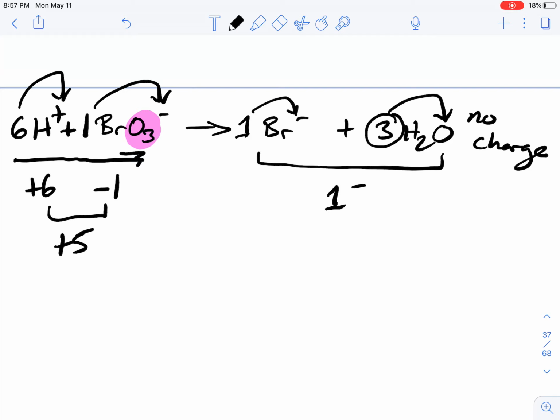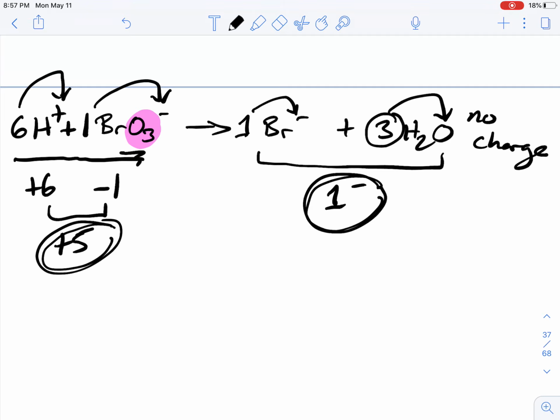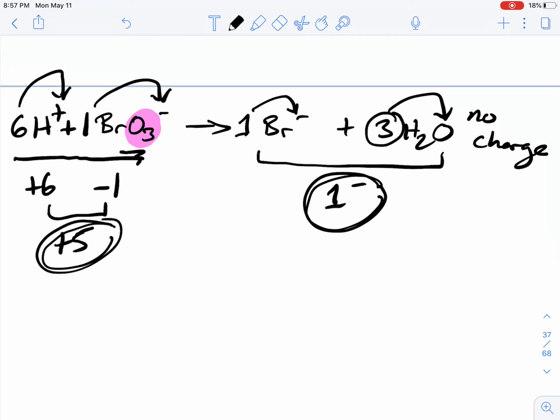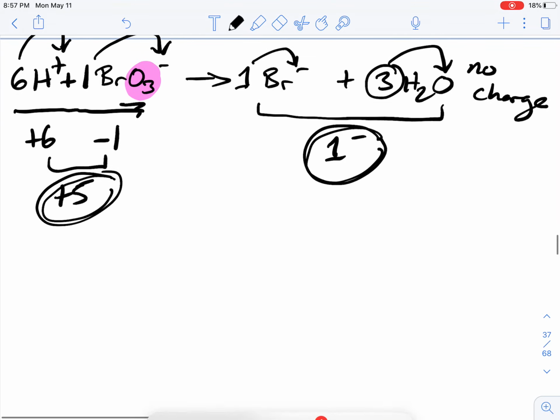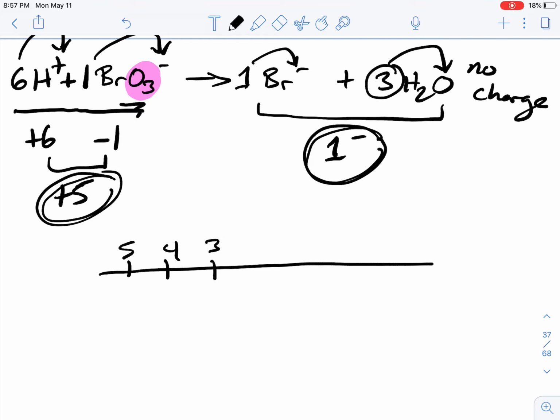And so what you want to do is determine the difference between the two. Remember, we're trying to balance the charges. So we have a positive 5 and a negative 1. The only way that you can balance these charges is by adding electrons. And electrons are negative in charge. So you are going to place the correct number of electrons on the side that has the largest value. And you want to add enough electrons so that it becomes the value that's lower between the two. What do I mean by that? So this is a number line. We have 5, 4, 3, 2, 1, 0, negative 1.